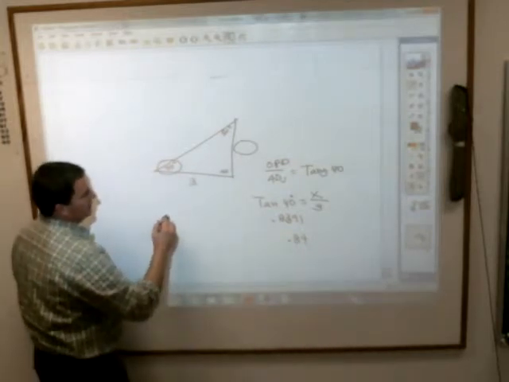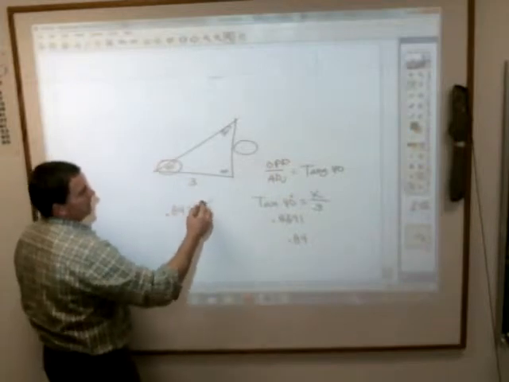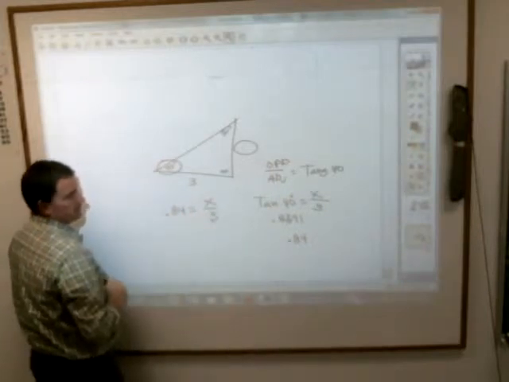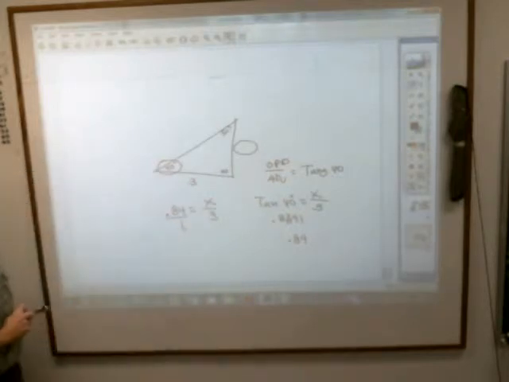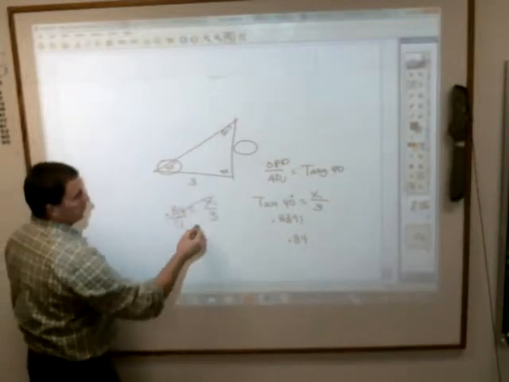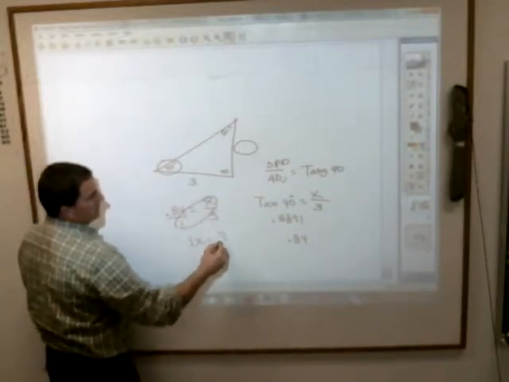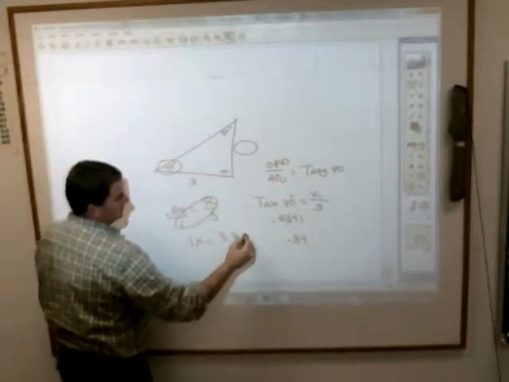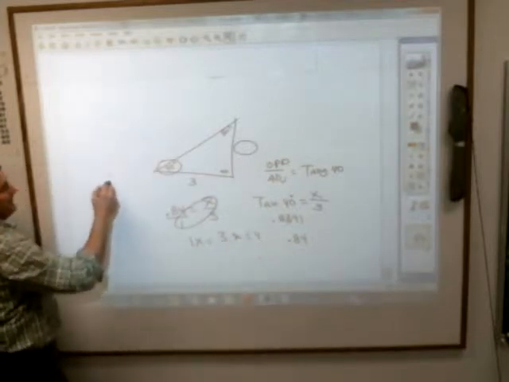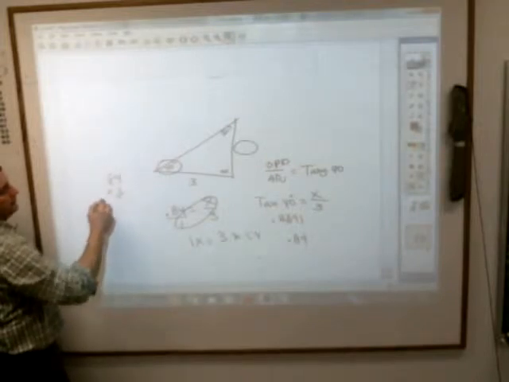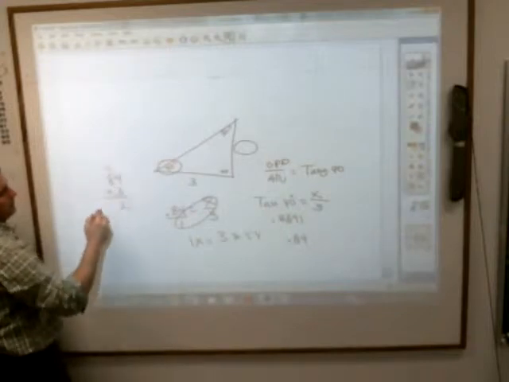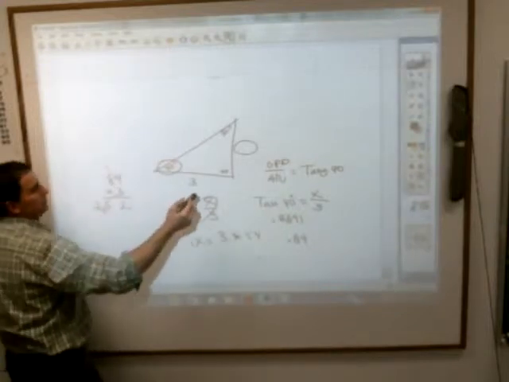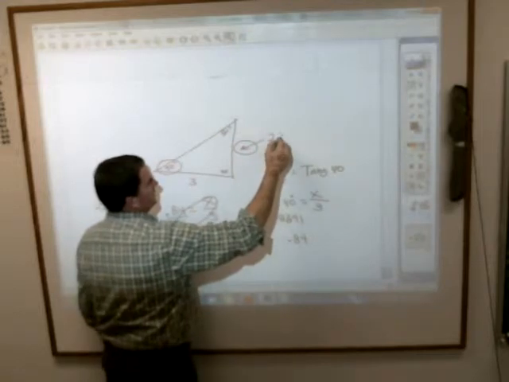Okay, so you know that 0.84 has to equal x over 3. Well, that's actually pretty easy, because if you made this a ratio, how would you find out what x is? Cross multiply. You know that 1 times x equals 3 times 0.84. So if you multiply 0.84 times 3, you're going to get how long this side is. 3 times 4 is 12, 24, 25. Basically, this side is going to be 2.52.